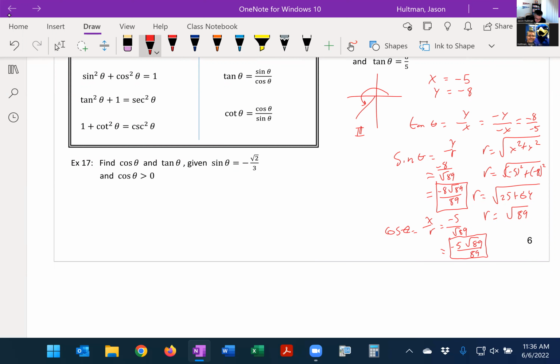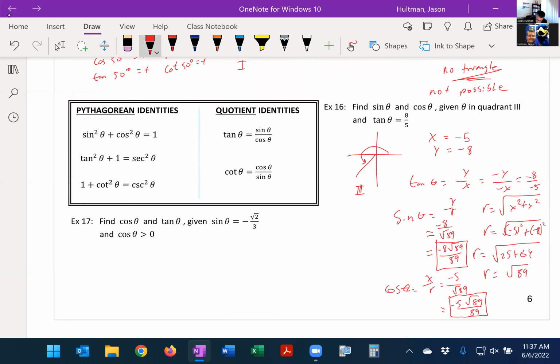Okay, let's do our last example here. Find cosine and tangent given that this is the sine value. Okay, so the sine is going to be -2 radical 3. Let's look at the Pythagorean identities here. Okay, so the Pythagorean identity said that the sine squared plus cosine squared is equal to 1. Tangent squared plus 1 is equal to secant squared theta. Okay. 1 plus cotangent squared theta is equal to cosecant squared theta.